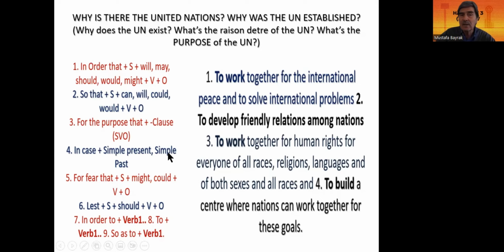Why else was it established? It was established in order that, so that, for the purpose that, or in case people would work together for human rights, for people of all races, religions, languages, and of both sexes, and people would build a center where nations could work together for these goals.